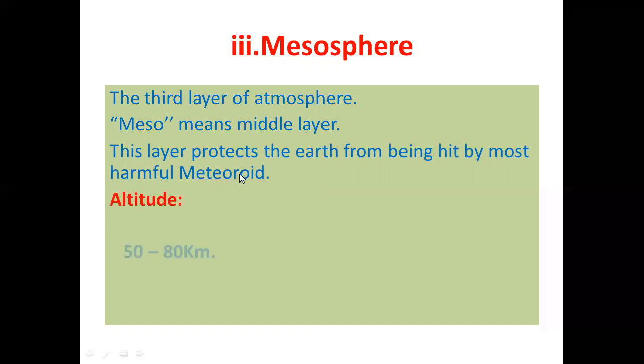The altitude of the mesosphere is from 50 to 80 kilometers, and the temperature range is minus 5 to minus 93 degrees centigrade. So minus 93 is a cooler temperature than minus 5. It means the temperature of this layer is very cold. From minus 5 to minus 93, very, very cold temperature.